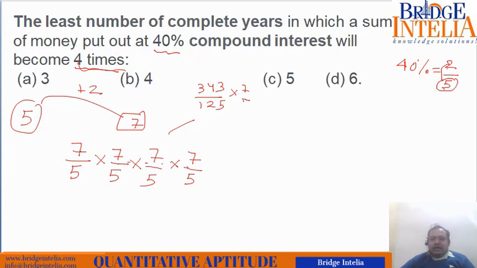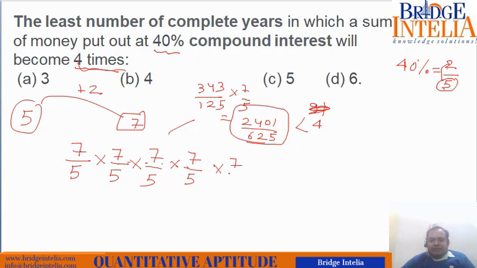So this is 343 into 7. So 7 threes are 21, 7 nines are 63, so this is 2401. 2401 by 625. So still not greater than 4. So this is still less than 4. That means one more year you have to wait.